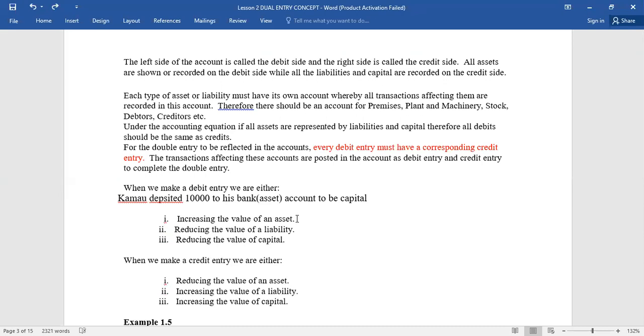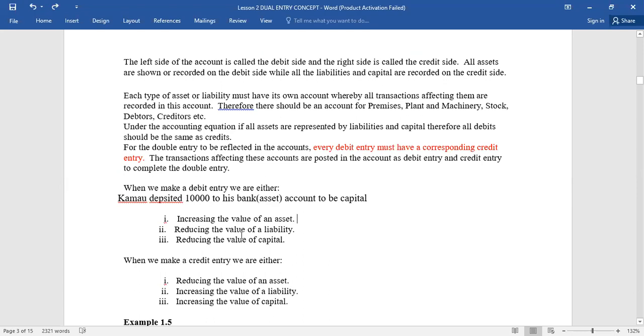In other words, let me not disarrange the notes, but I think it is understandable. We are saying Kamau deposited 10,000 to his bank account, therefore he increased his assets by 10,000. So we are going to debit that account.